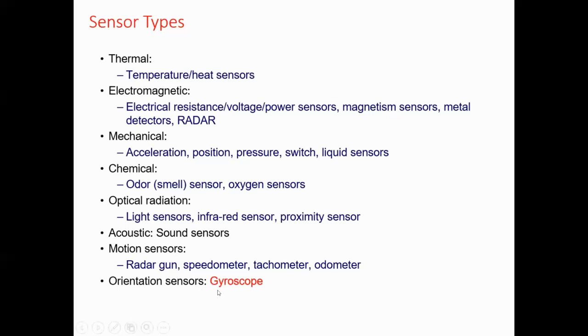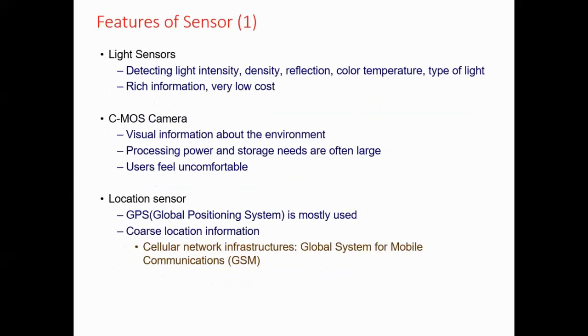Orientation sensors include the gyroscope. Similarly, light sensors detect light intensity, density, reflection, color, temperature, and type of light. They give rich information at very low cost, because light sensors are very cheap. Similarly, for visual information you may go for camera sensors. They give visual information about the environment, but processing power and storage needs are often large, and users feel uncomfortable if a camera sensor is there.